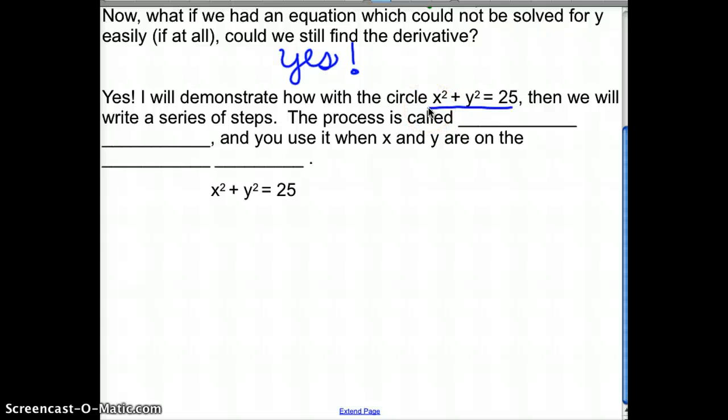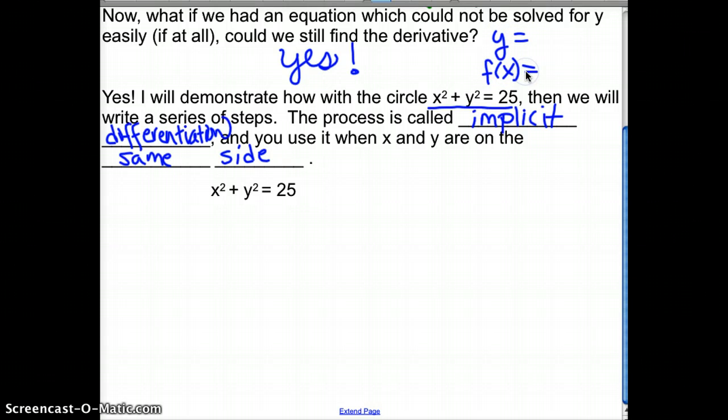So there's going to be a series of steps, and it's called implicit differentiation. You'll know when to use it because x and y are going to be on the same side of the equals sign. So it's not going to always be like it has been up until now, where it's been saying y equals or f of x equals. They're going to be on the same side like they are here.